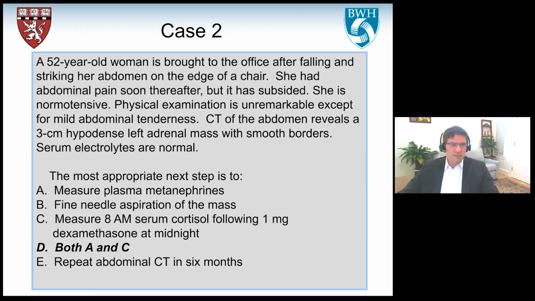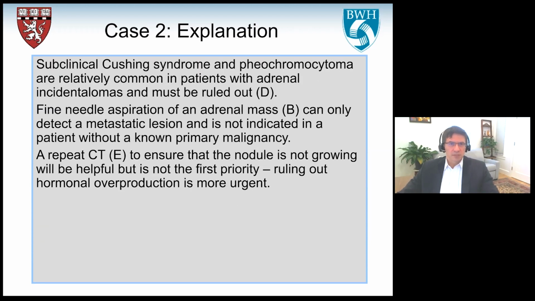And the right answer is D, both A and C, measure plasma metanephrines and measure 8 a.m. serum cortisol following a 1 milligram dexamethasone suppression test. Subclinical Cushing syndrome and pheochromocytoma are relatively common in patients with adrenal incidentalomas and must be ruled out.